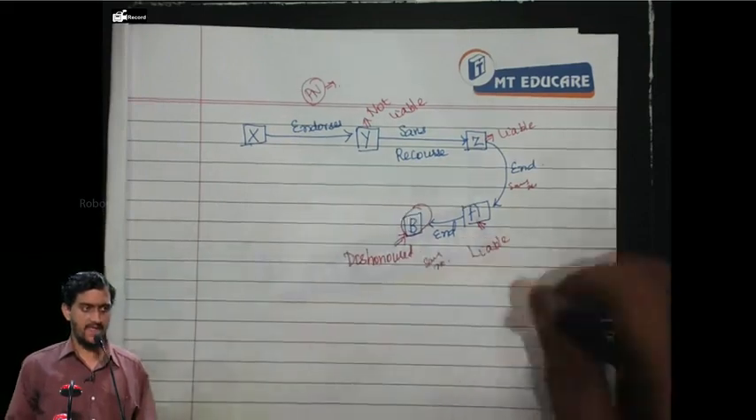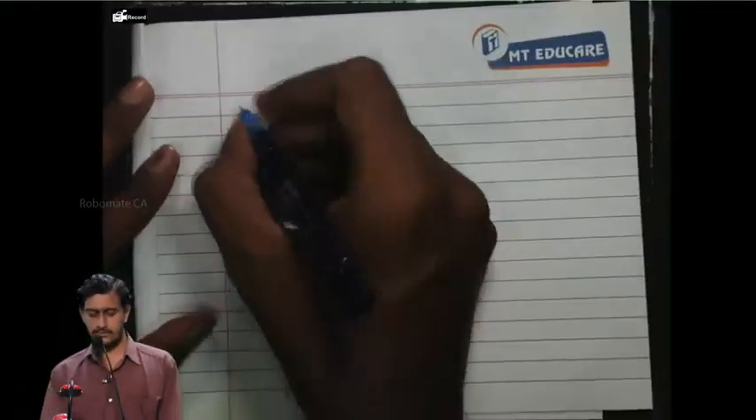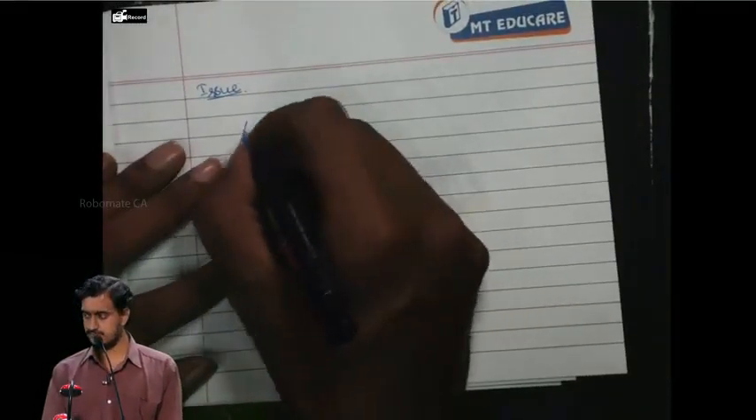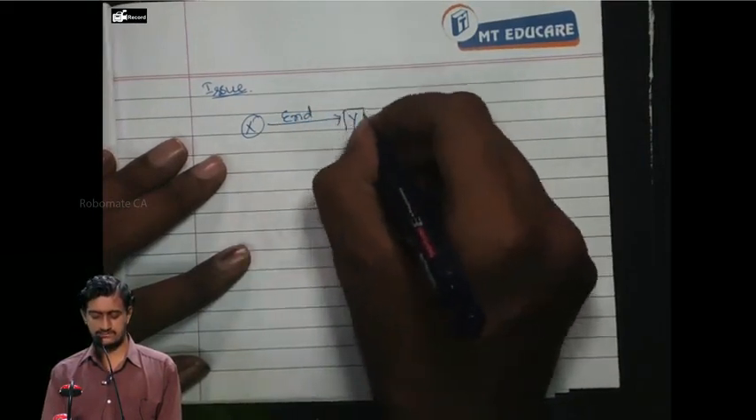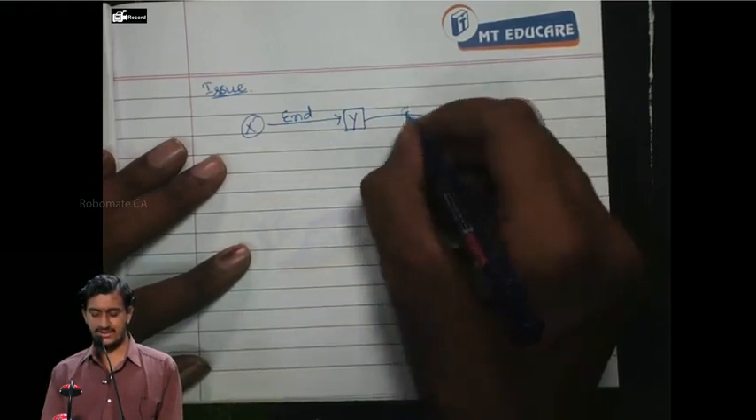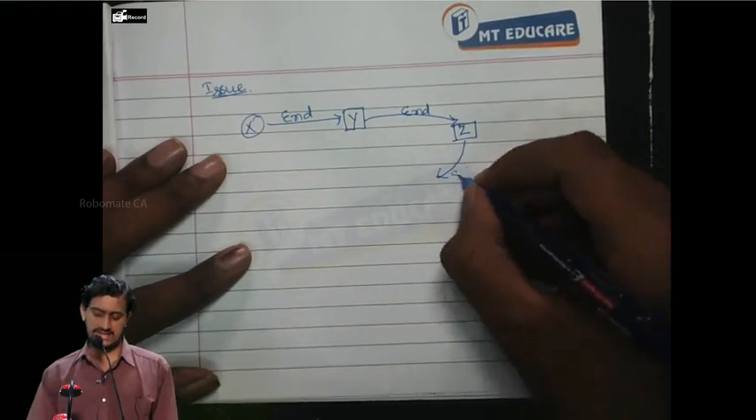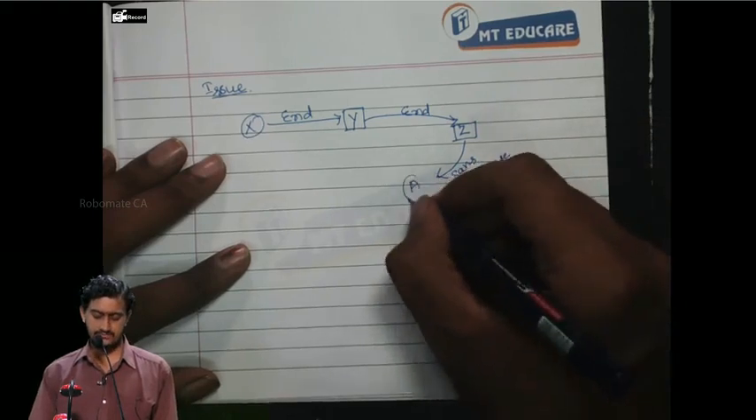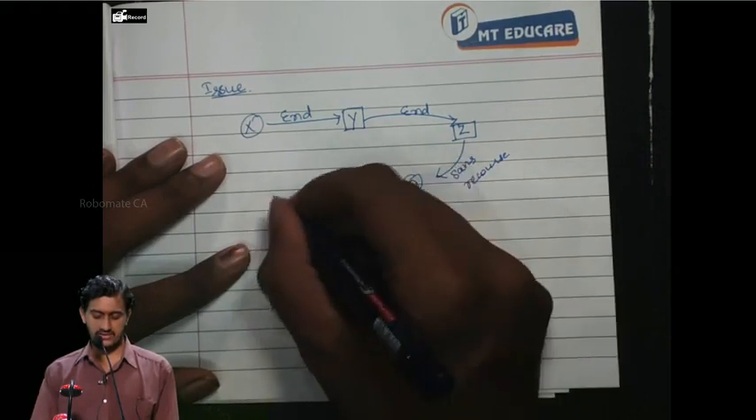Yes, now there is an issue. Closely follow. Don't write, I will give you time to write. This is an important thing. Closely follow. X is endorsing to Y. Y is endorsing to Z. Z makes a sans recourse endorsement to A. A endorses to B, B endorses to Z.